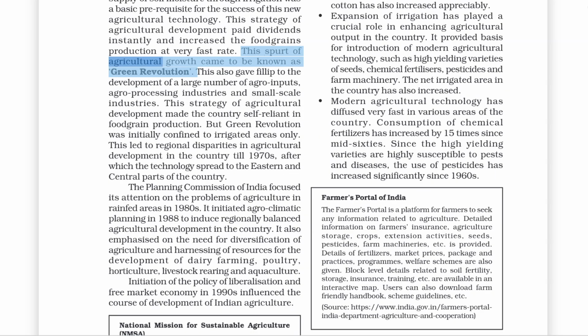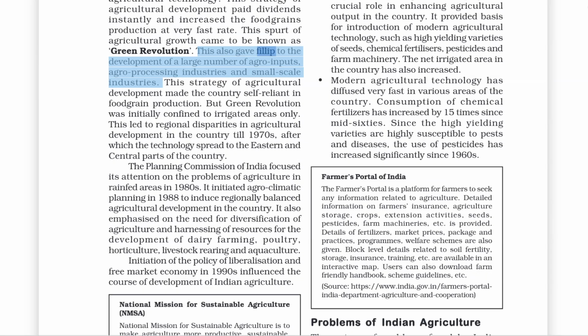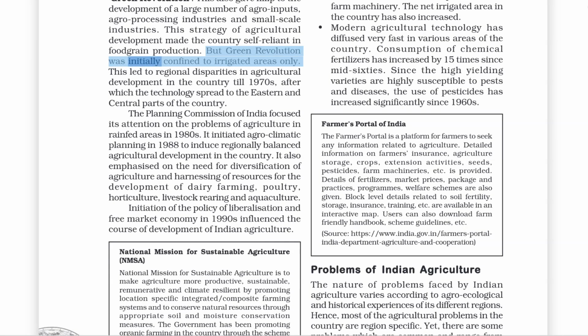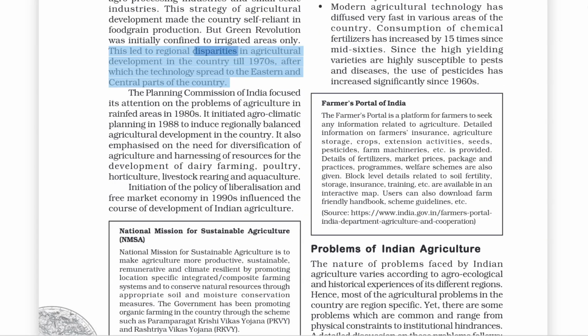This spurt of agricultural growth came to be known as Green Revolution. This also gave fillip to the development of a large number of agro-inputs, agro-processing industries, and small-scale industries. This strategy of agricultural development made the country self-reliant in food grain production. But Green Revolution was initially confined to irrigated areas only. This led to regional disparities in agricultural development in the country till 1970s, after which the technology spread to the eastern and central parts of the country.